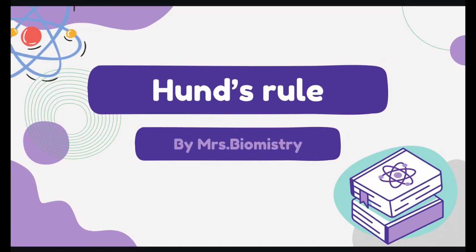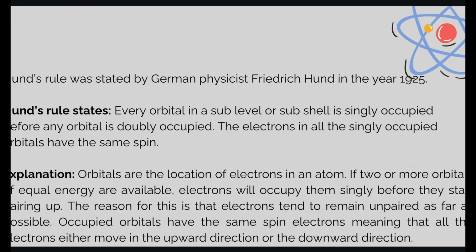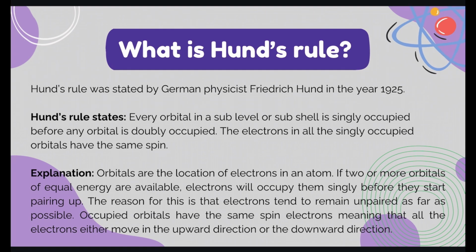In today's lesson, I'll be teaching you about Hund's rule. What is Hund's rule? Hund's rule was stated by German physicist Friedrich Hund in the year 1925. Hund's rule states every orbital in a sublevel or subcell is singly occupied before any orbital is doubly occupied. The electrons in all the singly occupied orbitals have the same spin.